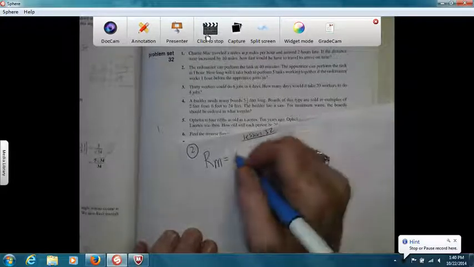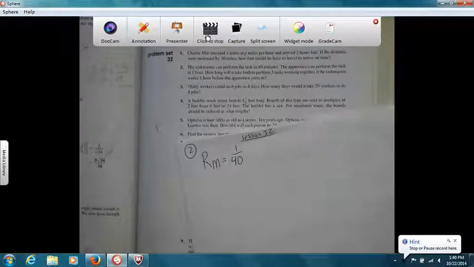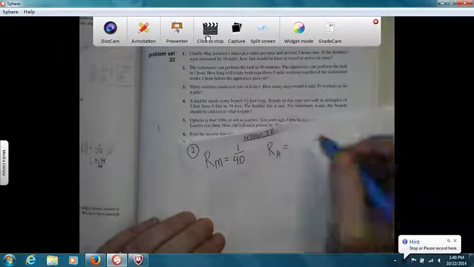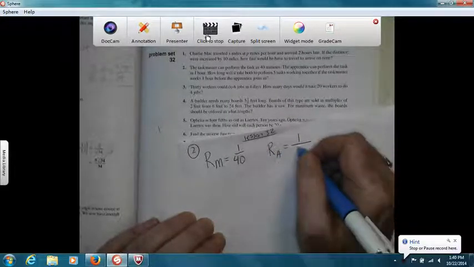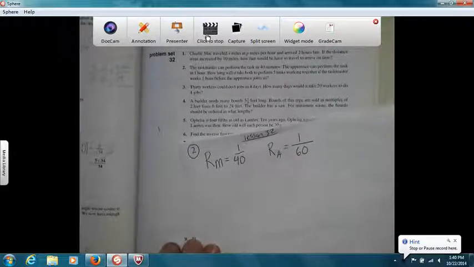1 task in 40 minutes. Okay, and the apprentice can perform the task. Oh, we got the rate of the apprentice now. The rate of the apprentice is 1 task in, let's say, 60 minutes. Otherwise, we'd have to convert to hours, and then that would have fractions, or more fractions. How long will it take both to perform 5 tasks?